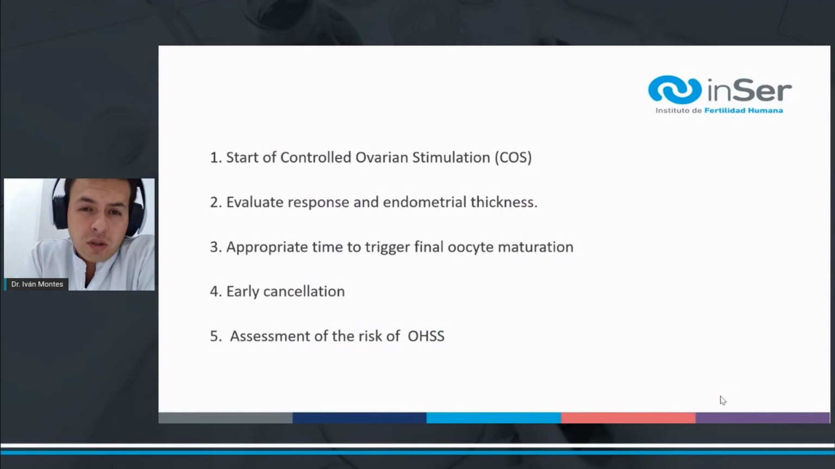To optimize the results of assisted reproductive treatments, recruitment of multiple follicles is often necessary, and this is achieved by controlled ovarian hyperstimulation. This makes the ultrasound relevant when you want to have the best results and a good outcome.